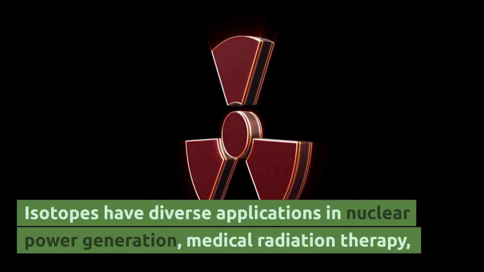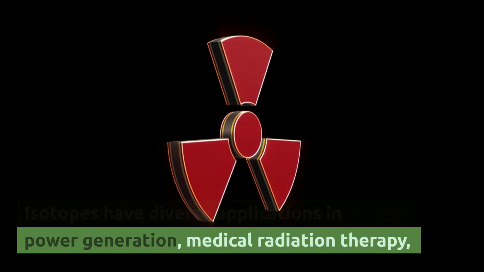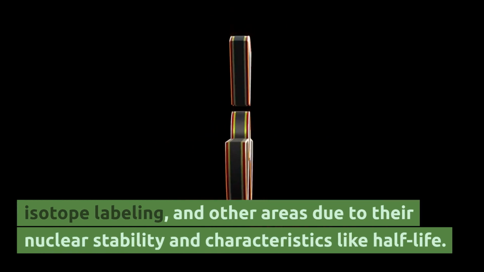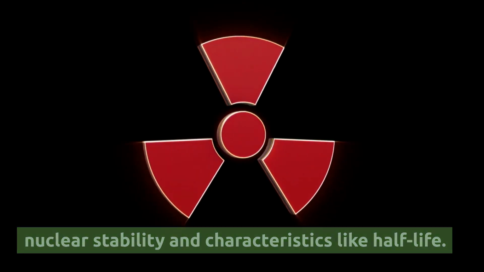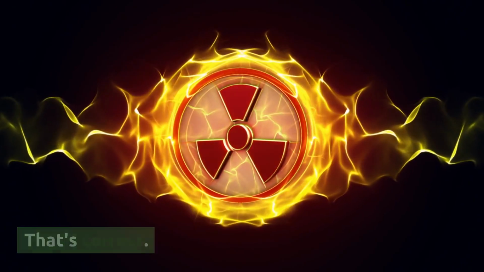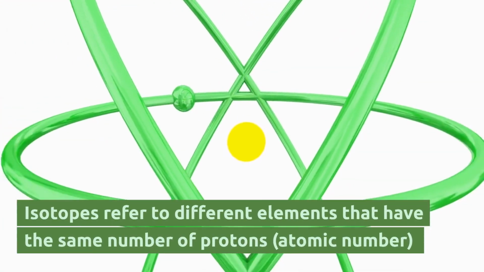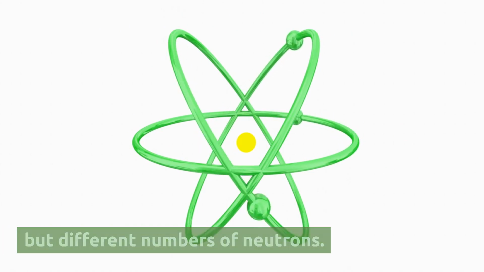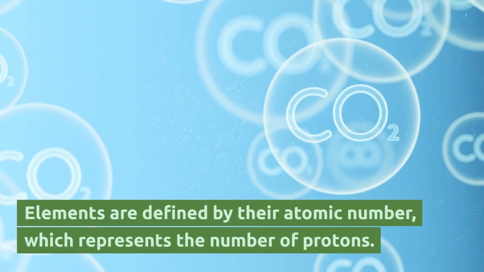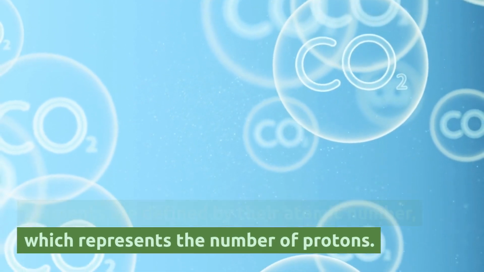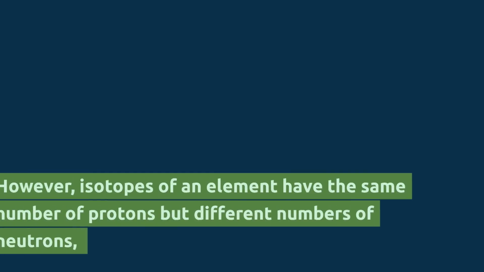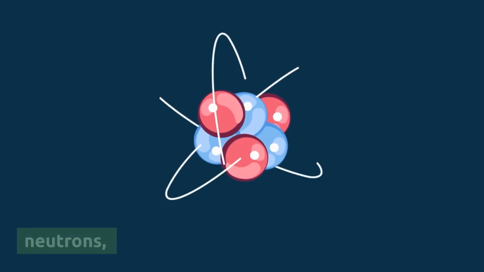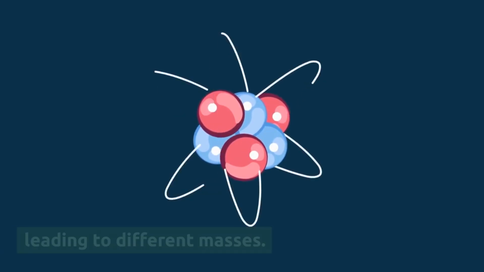Isotopes have diverse applications in nuclear power generation, medical radiation therapy, isotope labeling, and other areas due to their nuclear stability and characteristics like half-life. Isotopes refer to different forms of an element that have the same number of protons, the atomic number, but different numbers of neutrons. Elements are defined by their atomic number, which represents the number of protons. However, isotopes of an element have the same number of protons but different numbers of neutrons, leading to different masses.